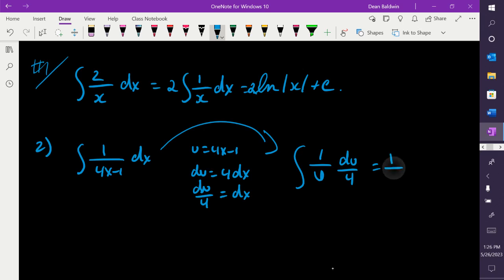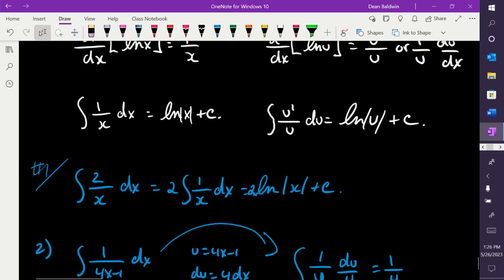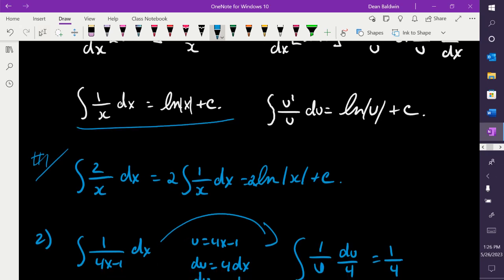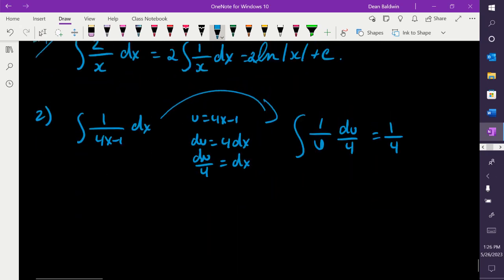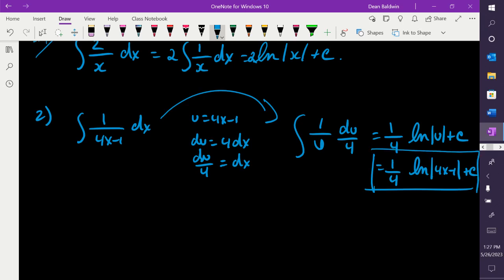So what's the integral of 1 over u? It's going to match this one, okay? It's going to be natural log of u. So I'm going to get plus c, what was u? Four x minus 1 plus c. That makes sense? Okay.